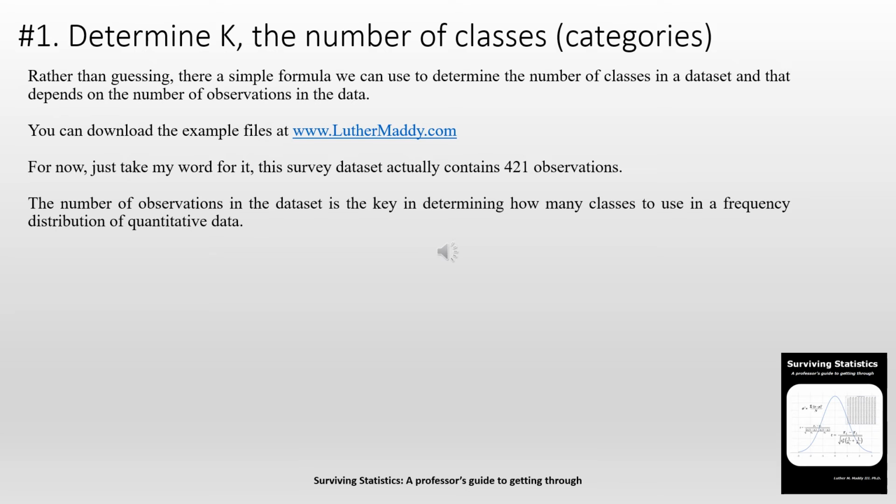But as I mentioned before, there are 421 observations, and that's quite a large number to do a frequency distribution without knowing the proper categories and classes and ranges. So let's go ahead and continue determining the correct number of classes.